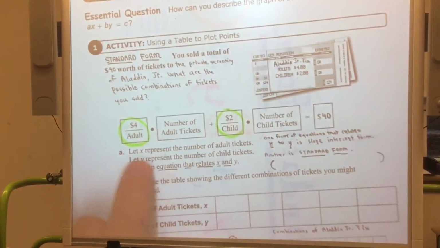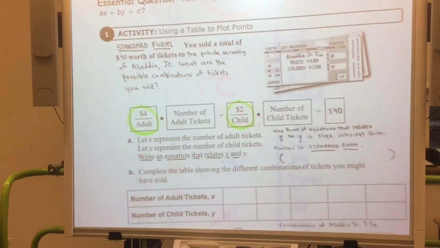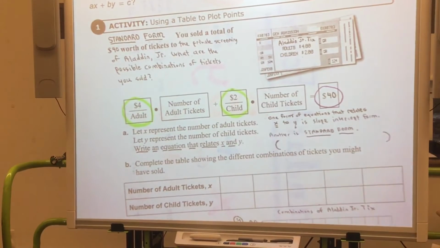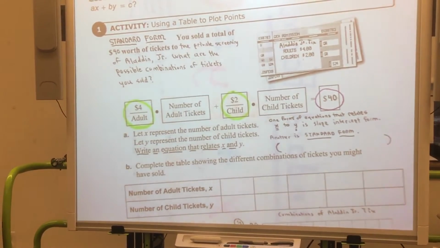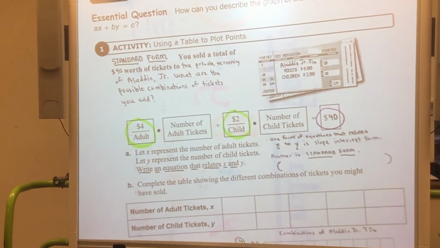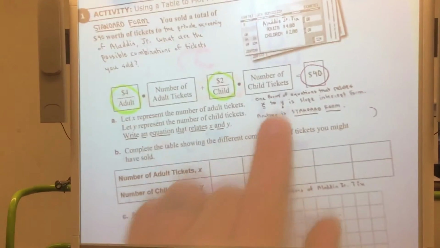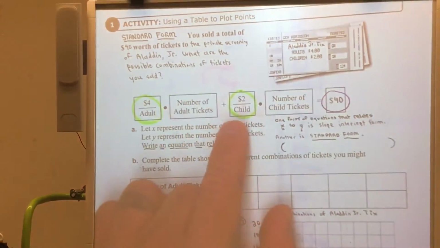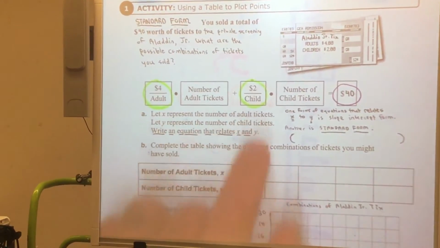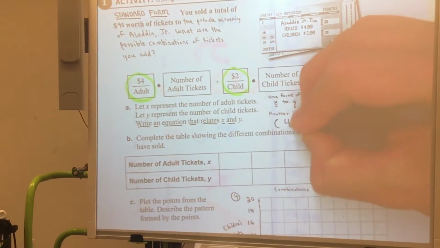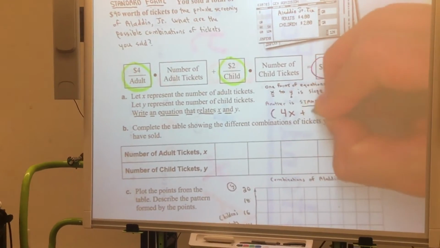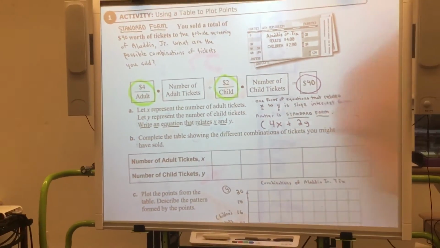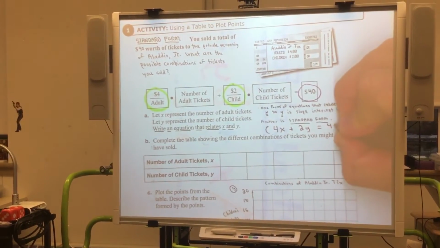So the first thing you want to do is look at this scenario. You've sold $40, and what you can do is write a standard form equation from this, given that there are 2 different types of tickets sold. So you want to write an equation that relates x to y, if x means the number of adult tickets and y means the number of children's tickets. What I would write is 4x plus 2y, and it's plus because we're adding the 2 prices and the amount of tickets purchased together to get 40.